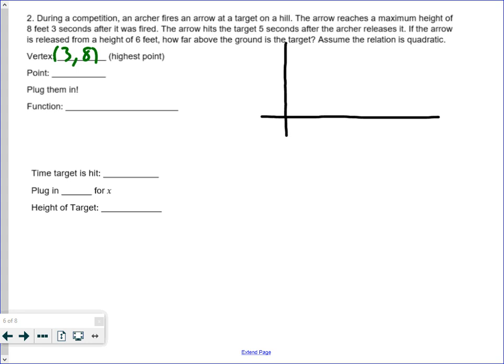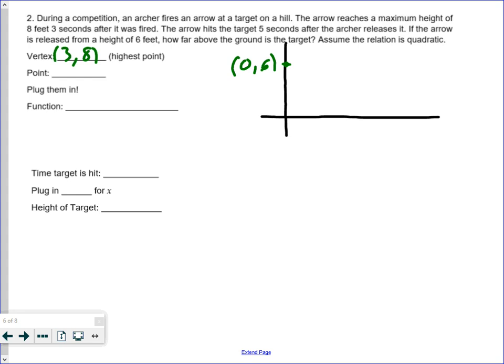Now let's try to figure out where this thing begins, okay? It tells us the archer fires an arrow, so we know the graph is going to start at the archer since he initiates this whole graph because we're following the arrow. And we're told that he fires it 6 feet above the ground. So we know at (0, 6), that is where the archer shoots his arrow, where this whole thing begins.